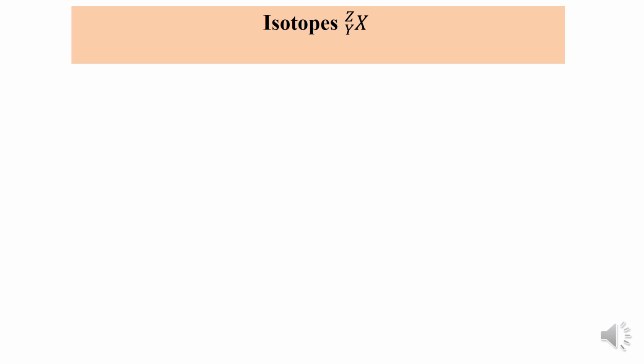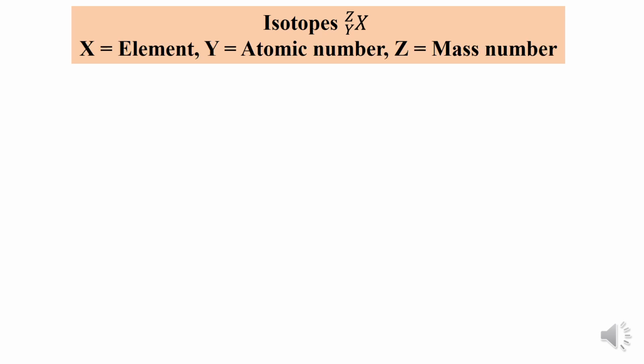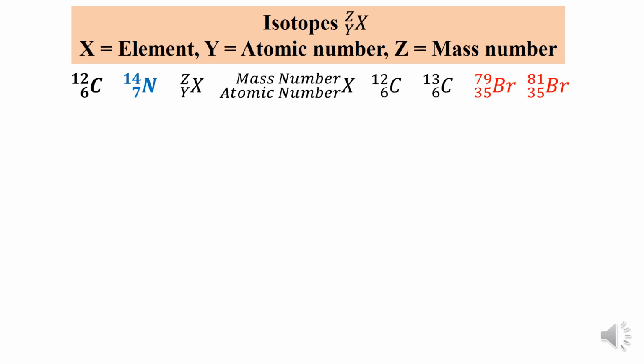Isotopes have the general formula where X refers to the element, Y stands for the atomic number, and Z represents the mass number of that particular element. Now carbon and nitrogen, they are not isotopes. They are two different elements, because when you compare and contrast the atomic and mass numbers of carbon and nitrogen, you will find that neither their atomic numbers nor their mass numbers match. And therefore, they are two different elements.